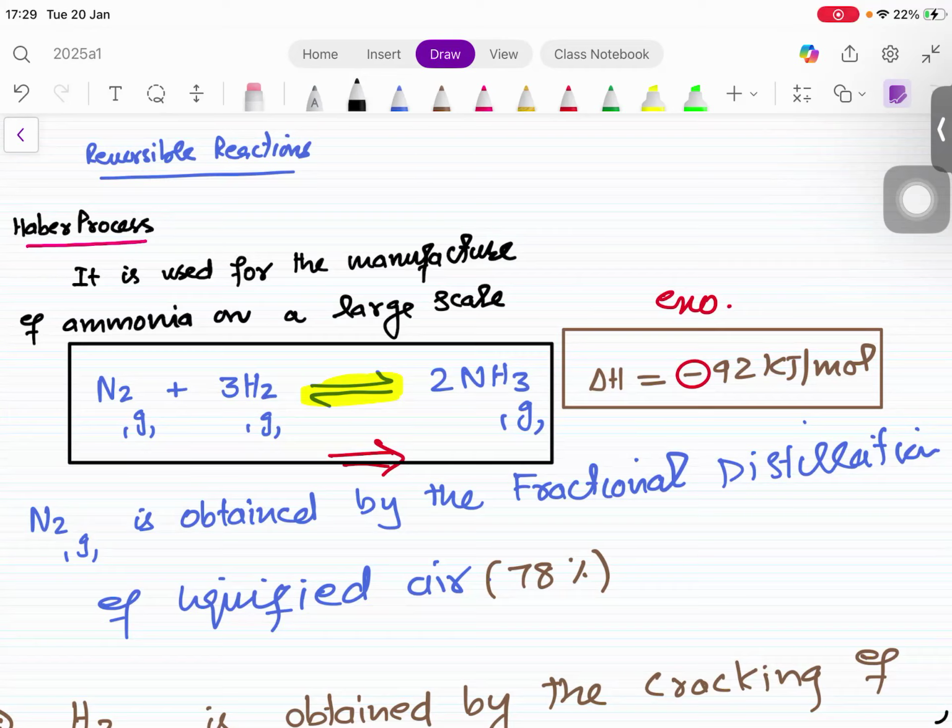So we should not have a 450 temperature then. It should be lower than 100. But what's the problem? Lowering temperature lowers the speed. If we suggest to somebody in the industry that, okay, lower the temperature, your equilibrium will go forward, you will have more ammonia. But he'll have obviously more ammonia, but in more days.